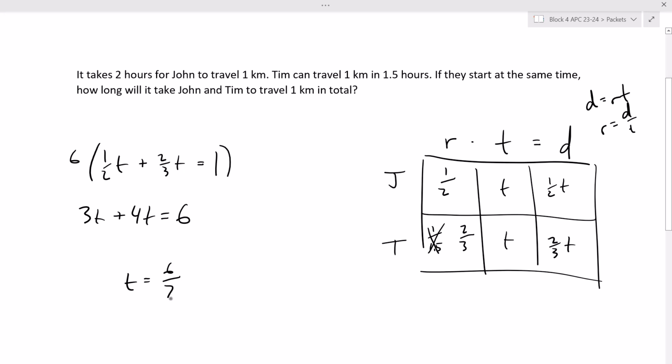6/7 of an hour. Should we change that to minutes? No. Should you be able to? You should be able to. I'm not going to require something like that. Maybe if it said 1/5, I'd ask how many minutes is that? But 6/7, I'm not that mean.